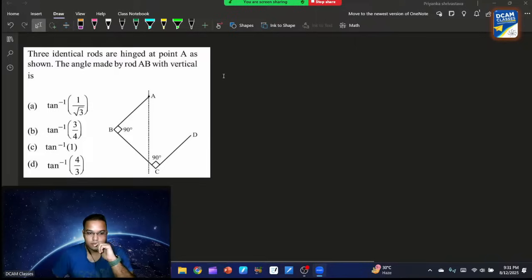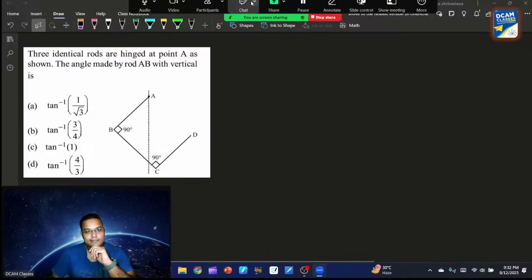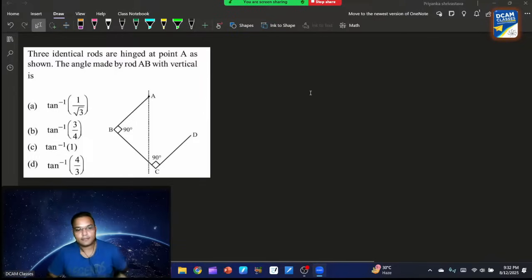C part over here, tan inverse of 1. No, wrong. Triangles over here. Proximity.